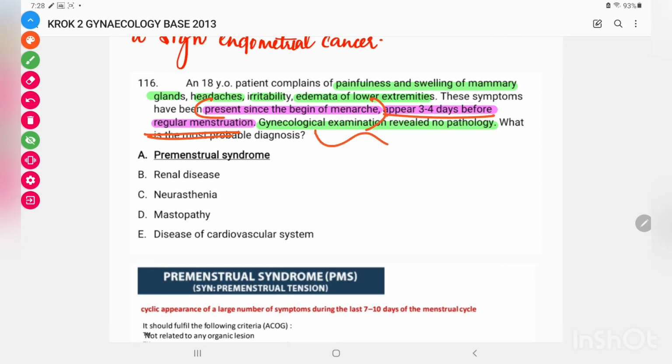And finally, what is the important point here? Gynecological examination revealed no other pathology. So there are no organic lesions, and this is present since the time her menstruation started, and it is just appearing 3 to 4 days before regular menstruation. So this clearly shows that it is a PMS. So there is no point of looking into other options even, because this is a direct theory question.